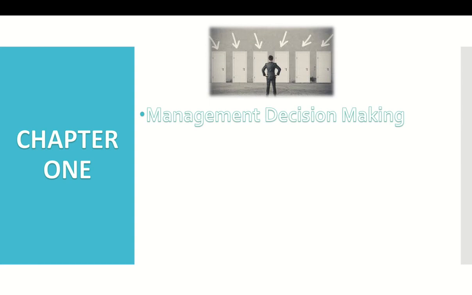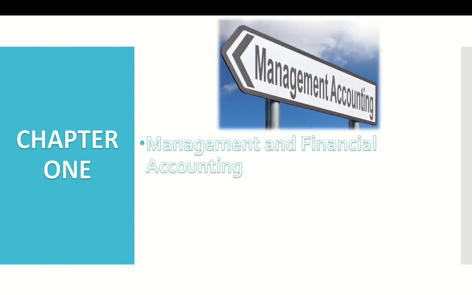So the first chapter we want to talk about today is chapter number 1. Chapter number 1, we discussed management decision making. القرارات عند الإدارة. Okay, عند المدراء. And we discussed management and financial accounting and the differences between the two. You need to know specifically الفرق بين management accounting and financial accounting, and you need to give examples.